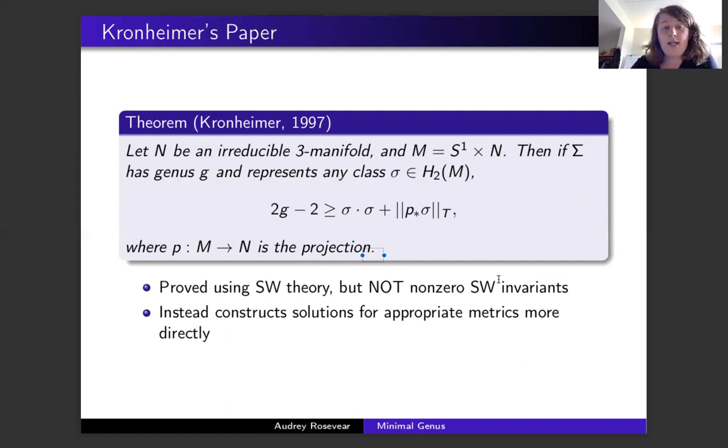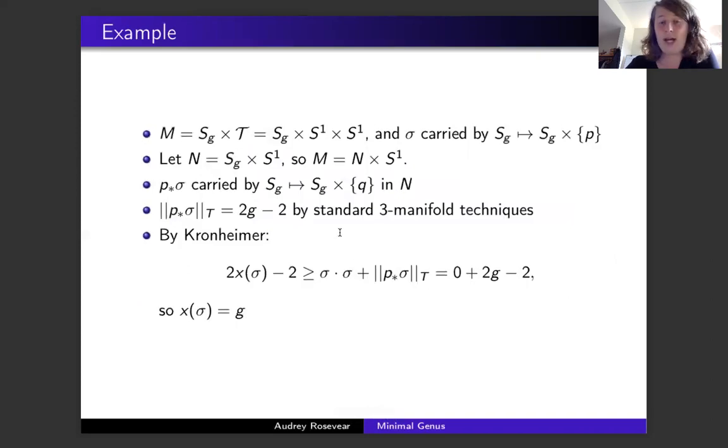And so here we have another very easy to use theorem. Though it doesn't mention Seiberg-Witten equations at all in the theorem, it is proved using Seiberg-Witten theory in the argument that I outlined above. It doesn't require non-zero Seiberg-Witten invariants. Instead, it constructs the solutions for the appropriate metrics more directly.